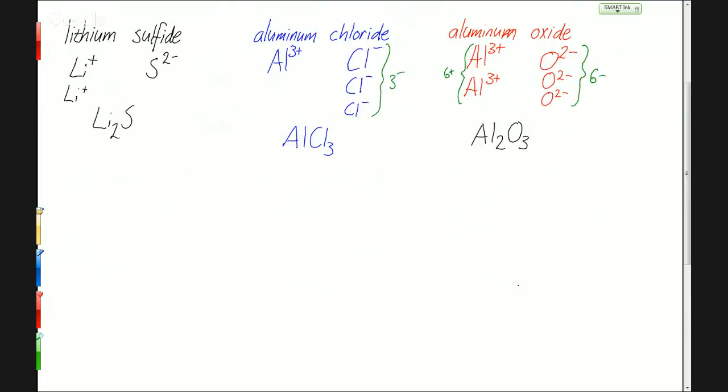Okay, one more, and then we'll move on. Try this one, magnesium nitride. Magnesium is, if you don't have the table with you, Mg. Nitride is the ion from nitrogen, N. So what would that compound look like?